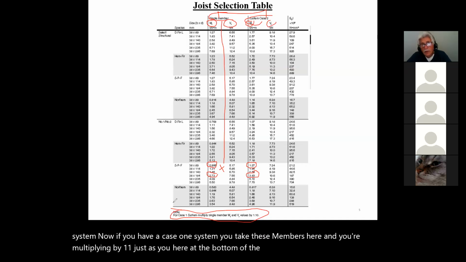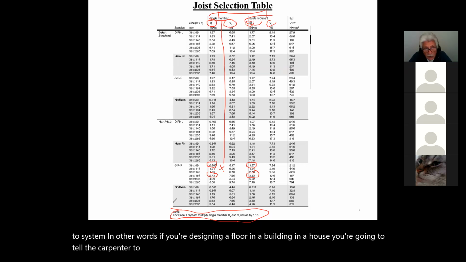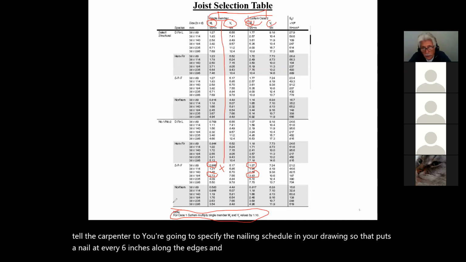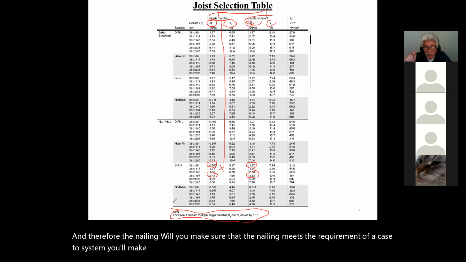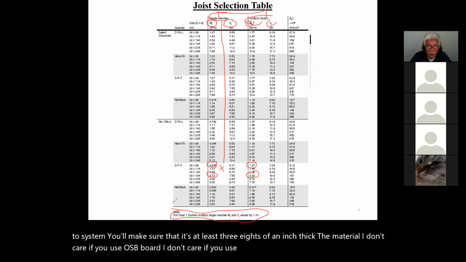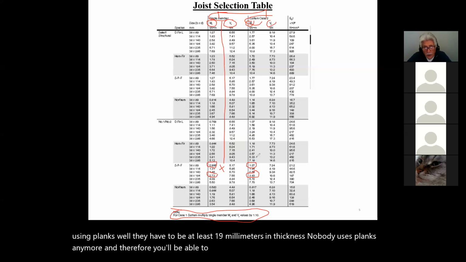And if you know automatically you have a case 2 system, in other words, if you're designing a floor in a building, in a house, you're going to specify the nailing schedule in your drawing so that the carpenter puts a nail at every 6 inches along the edges and at every 12 inches in between the supporting members. And therefore you'll make sure that the nailing meets the requirement of a case 2 system. You'll make sure that the sheeting material is at least 3/8 of an inch thick. I don't care if you use OSB board, I don't care if you use plywood, and so on. And if you're going to be using planks, well, they have to be at least 19 millimeters in thickness. Nobody uses planks anymore. And therefore, you'll be able to go straight to the table and get your MR value for a case 2 system and a VR value.